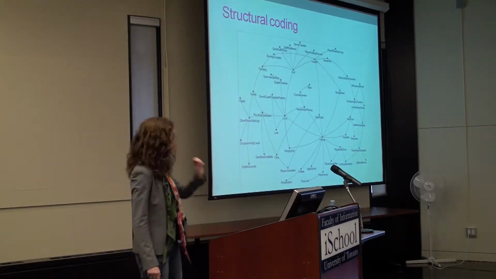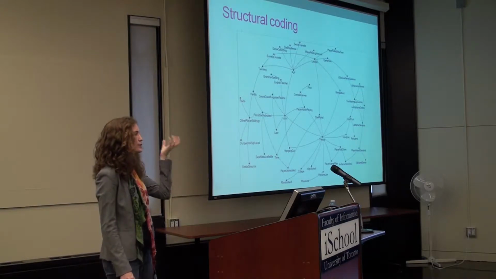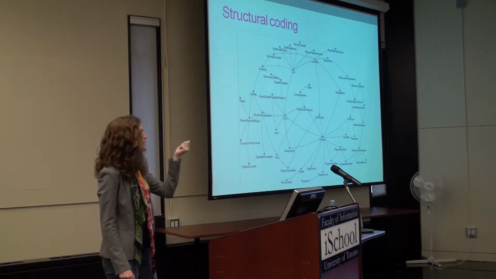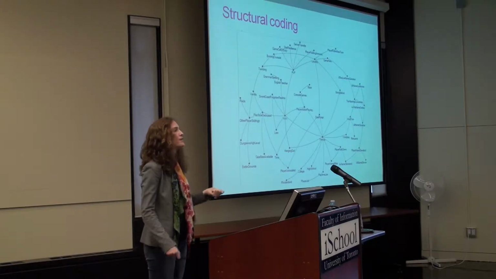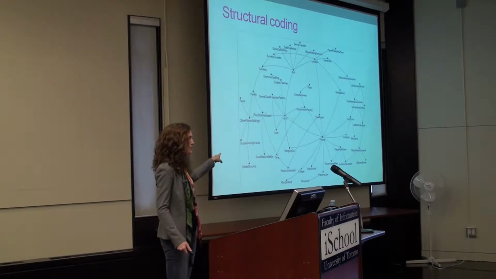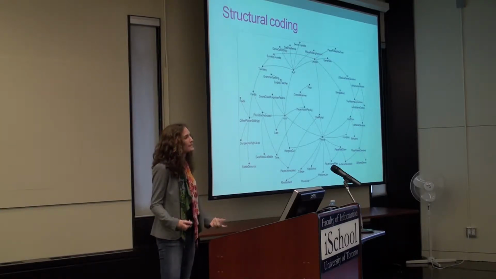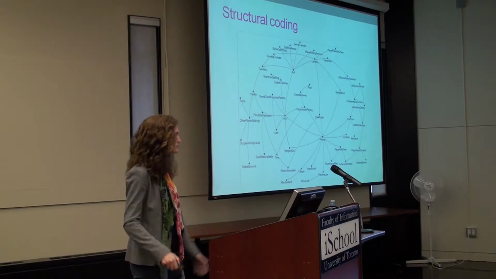So we code at the structure level. What is this collection of objects that the theory says has a tighter connection to one another than with the entire rest of the network? Why is it that these things are hanging together? And in figuring out why they're hanging together, you can code it as representing a particular type of thing.